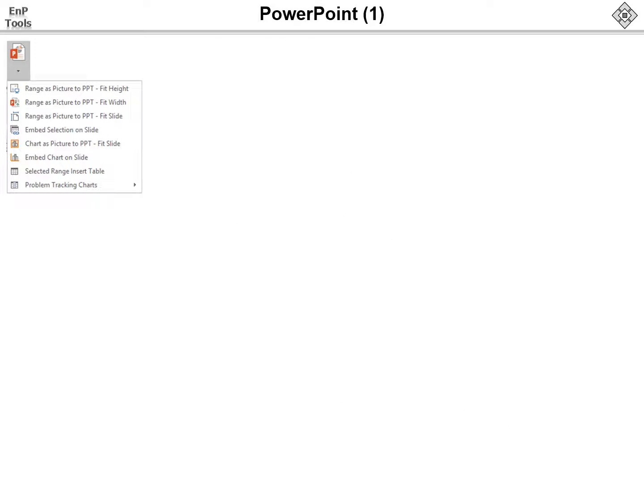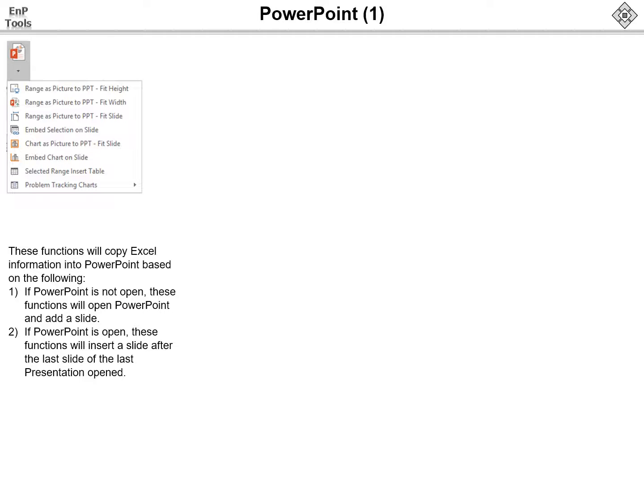There are a number of tools that will speed up the creation of PowerPoint slides from within Excel. The following functions will copy Excel information into PowerPoint based on the following. 1. If PowerPoint is not open, these functions will open PowerPoint and add a slide. 2. If PowerPoint is open, these functions will insert a slide after the last slide of the last presentation opened.